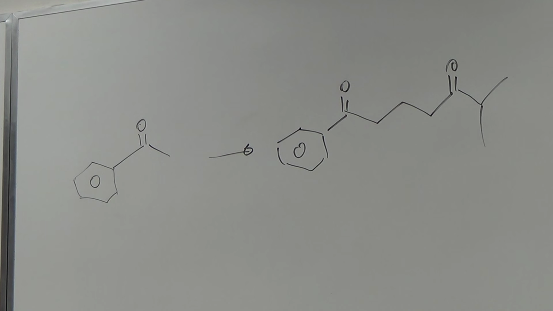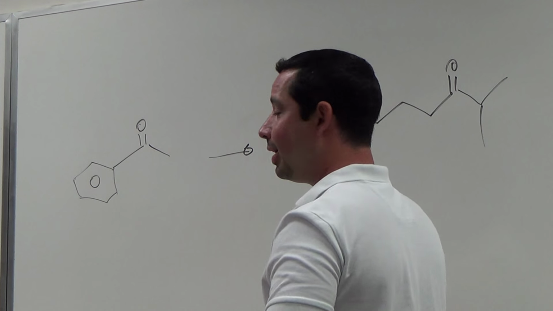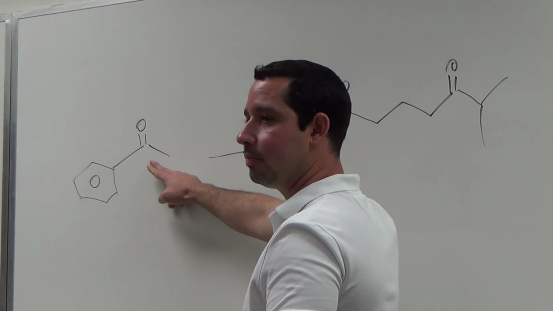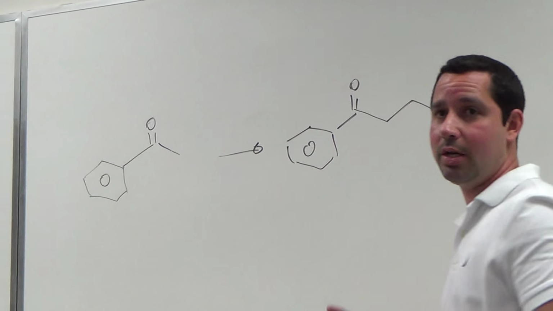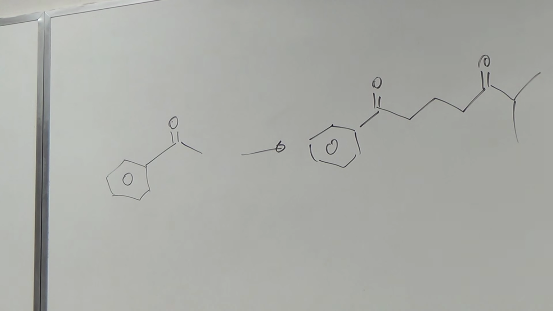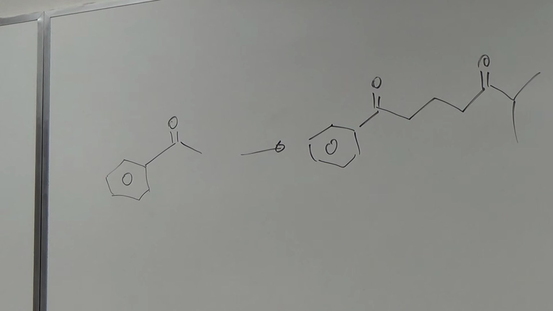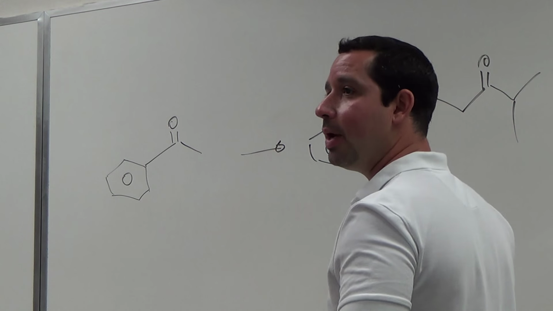Okay, what's the deal here? Yeah, that's how we're gonna make it, but which one? What do you see here? This is a ketone. I cannot do a regular Michael addition, yes or no? You need to write it down. No regular Michael addition. So what do we have to do here? Make it into a Stork enamine.